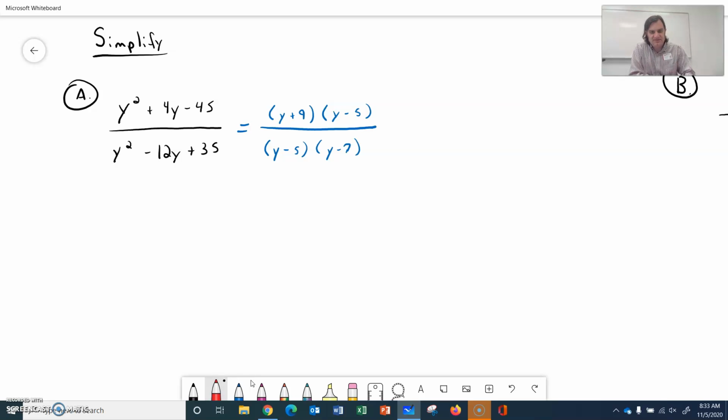But once we have this, we'll notice up top there's a y minus 5, and in the bottom there's a y minus 5 that we can cancel out and reduce. So our large fraction reduces down to still a fraction, but now it's y plus 9 in the numerator and y minus 7 in the denominator.